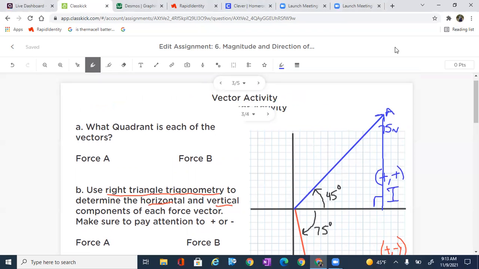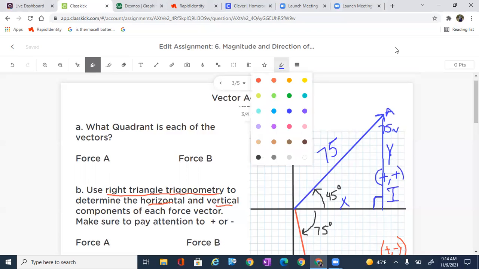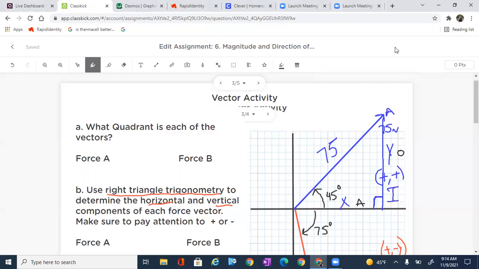I'm going to go ahead and start looking for the vertical component, or Y. I'm going to look for the horizontal component, which is X, and then I'm going to label that my hypotenuse is 75. Now, as we do this, it is right triangle trigonometry, so pay attention to those sides. So from 45, Y is the opposite, and from 45, X is the adjacent. And you'll notice that there's a little bit of alignment.